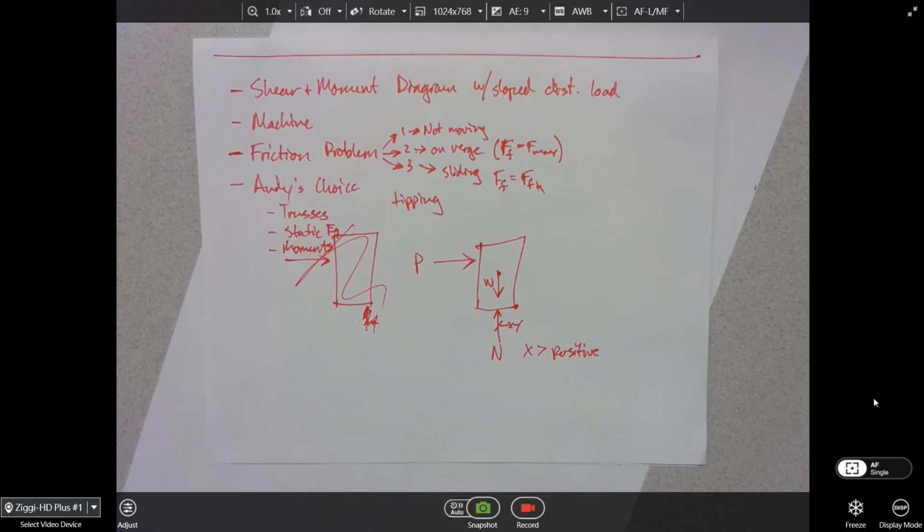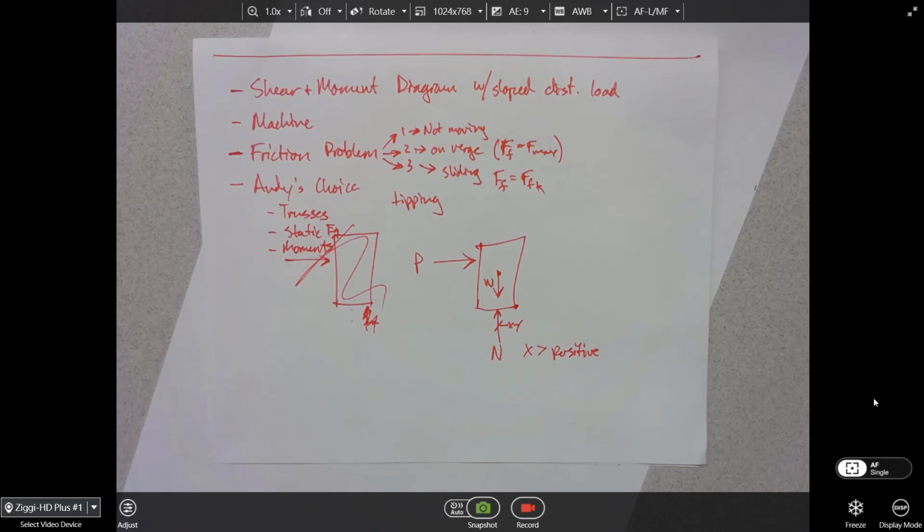Okay, so tipping problems are nice, but I'm not guaranteeing it. I am guaranteeing friction. And what this will be, I'm going to call this Andy's choice for the rest. Okay, Andy's choice. On Wednesday, do we see distributed load as well? Yeah, the shear and moment diagram will have a distributed load, so yes. Maybe it'll appear other places. Maybe I'll put a friction problem with a distributed load, or who knows.